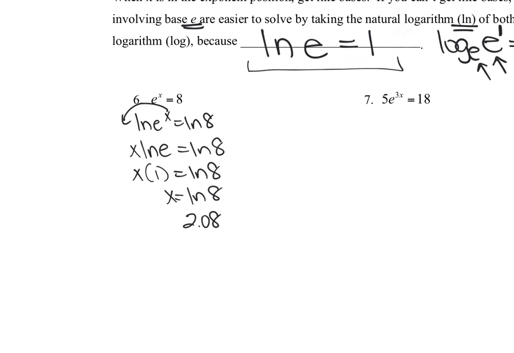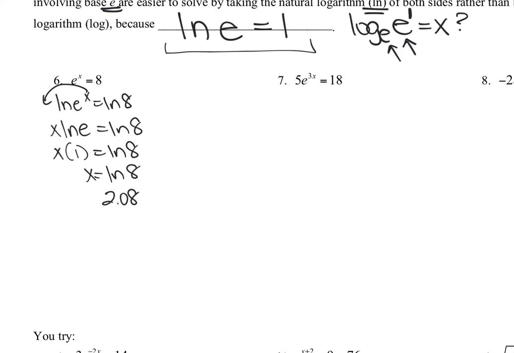So let's see how that works in our final 2 examples, and then you'll have a few to try on your own. Number 7, it is not isolated yet. So the first thing I need to do is divide by 5. So e to the 3x is equal to 18 over 5. If you want to change that to decimal, to 3.6 first, I will allow you to do that only because it's exact. If you have to round, then you should not be touching the calculator.